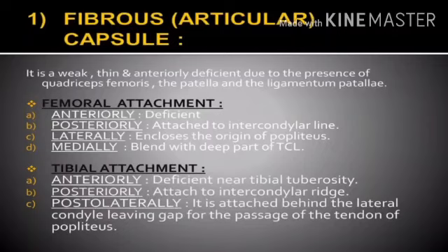Tibial attachment. Anteriorly, it is deficient near the tibial tuberosity, where the attachment of the ligamentum patellae occurs. Posteriorly, it is attached to the intercondylar ridge. Posterolaterally, it is attached behind the lateral condyle, leaving a gap for the passage of the tendon of the popliteus muscle.